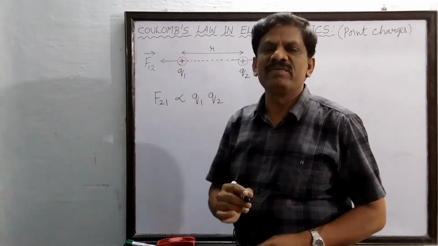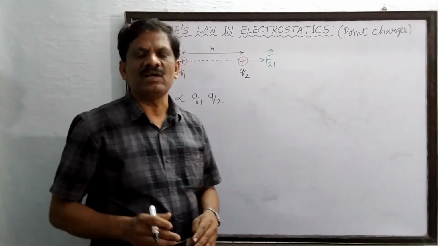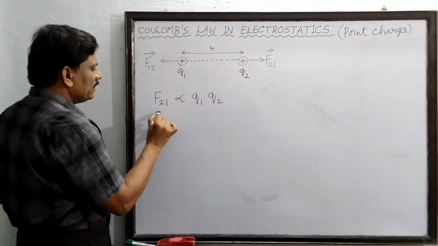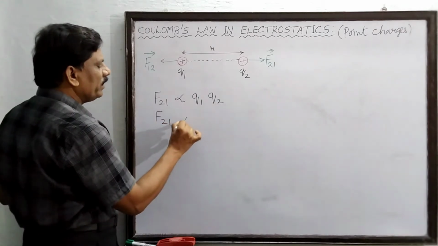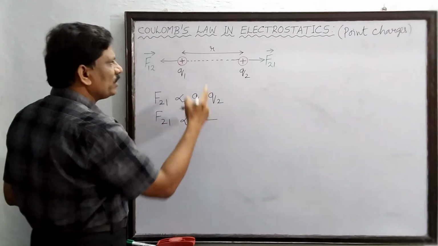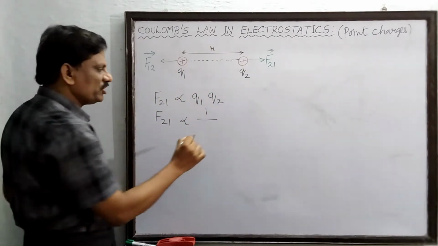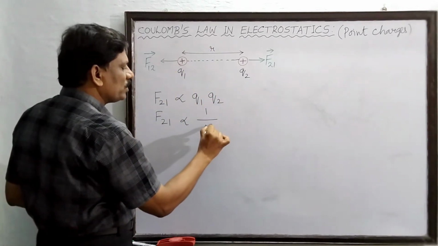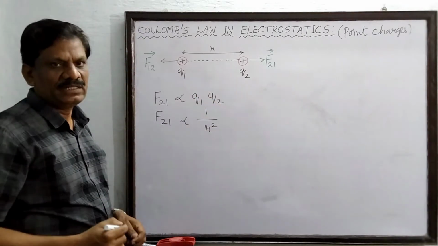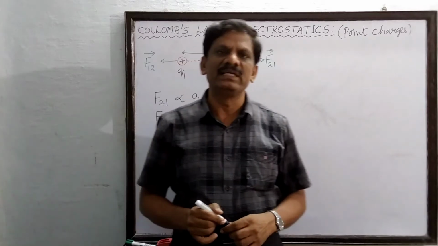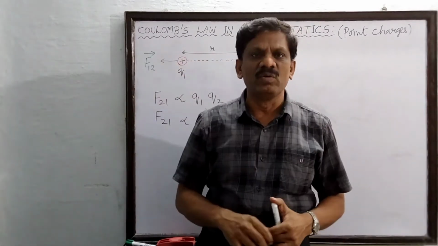the product of the strength of the charges, or magnitudes of the charges, and this also is found to be inversely proportional to the distance r of separation between the two charges. So it is proportional to 1 by r squared. These are the two very fundamental points to be remembered in the statement of Coulomb's law.